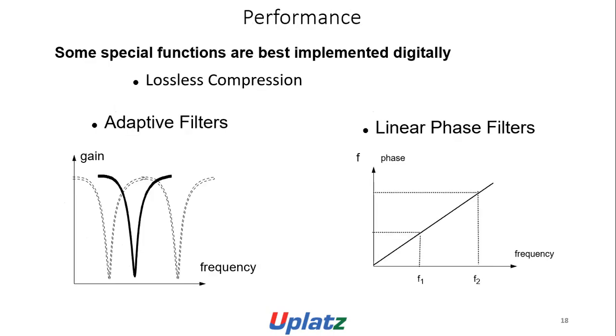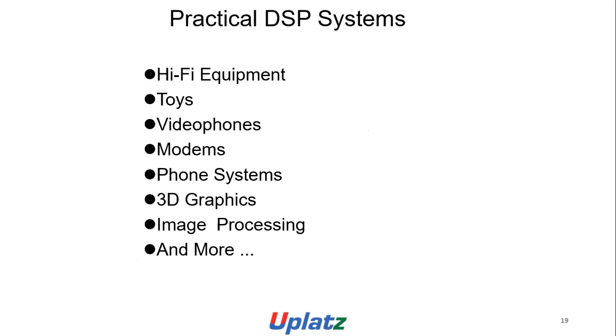Performance: some special functions are best implemented digitally, for example lossless compression, adaptive filters, and linear phase filters. A graph is shown for an adaptive filter, where frequency is on the x-axis and gain is on the y-axis. A linear phase filter is shown with frequencies F1, F2, and phase amplitude on the y-axis. Practical DSP systems include Hi-Fi equipment, toys, video phones, modems, phone systems, 3D graphics, image processing, and more.